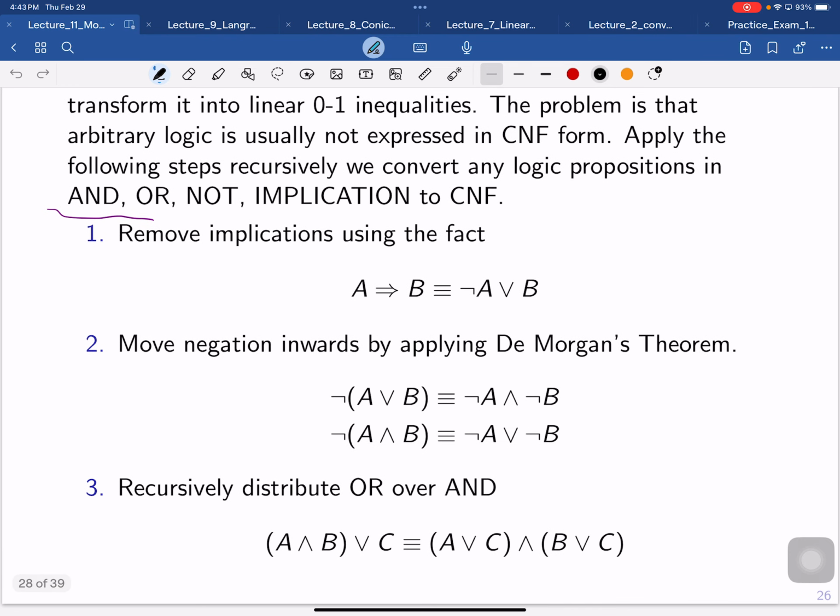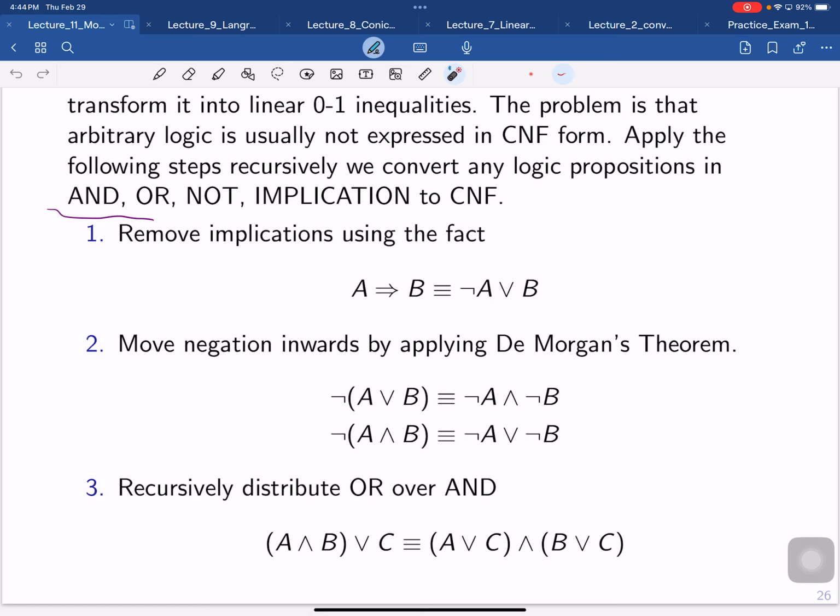First, you will remove the implication using this fact. If A implies B, then this is equivalent to the negation of A or B, right? If you have multiple implications, we can apply it recursively. First, remove the inner implication, then remove the outer implications. And then you can move the negation inwards by applying De Morgan's theorems. So the negation of A or B is equal to the negation of A and the negation of B. And the negation of A and B, you just change the and to a or, right?